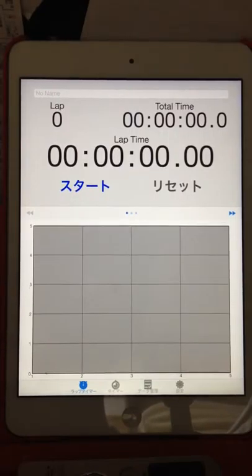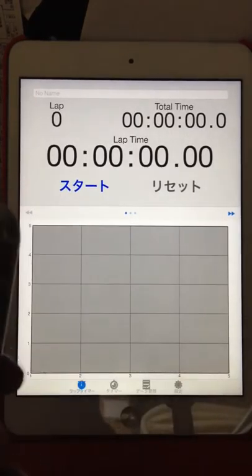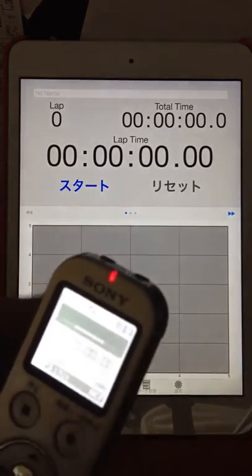Morning experiment on timing progression. Let's start tapping and singing. Recording.